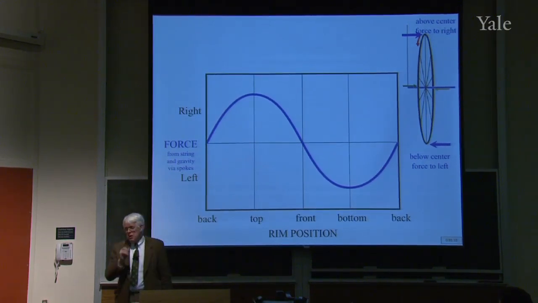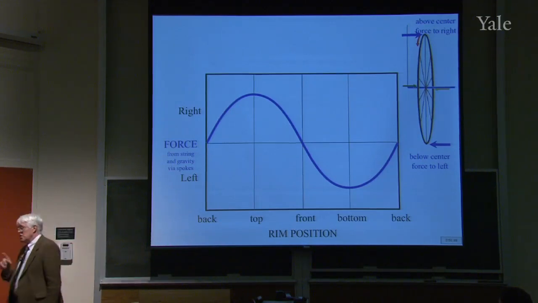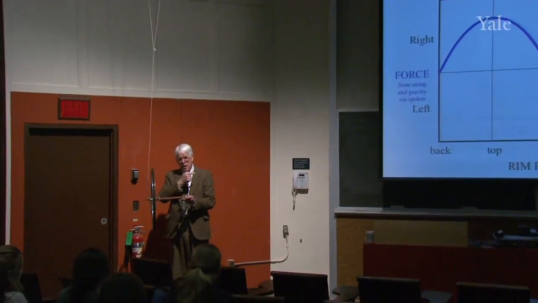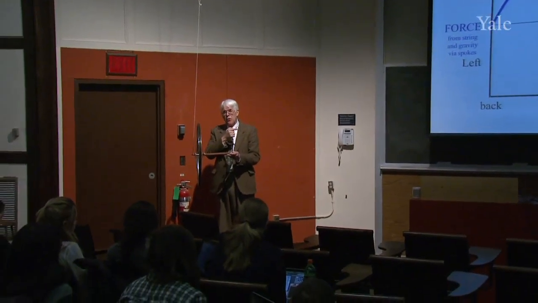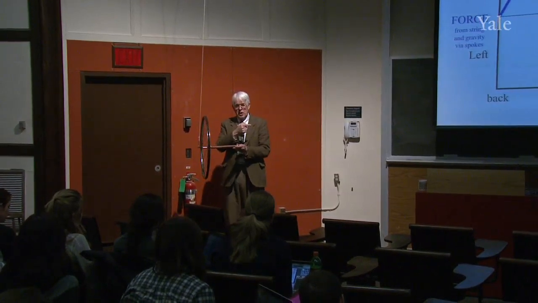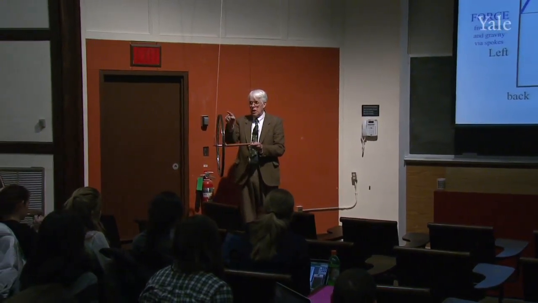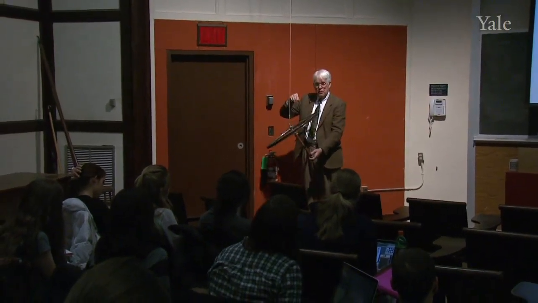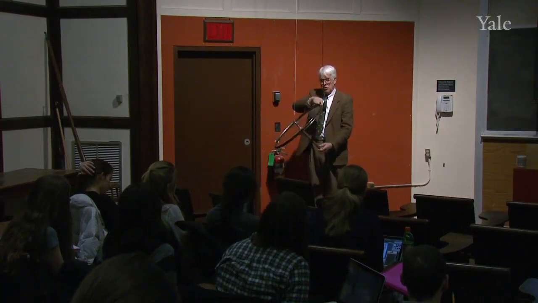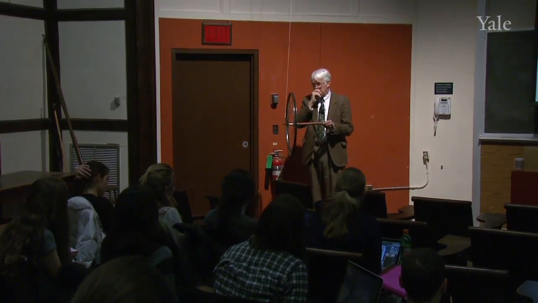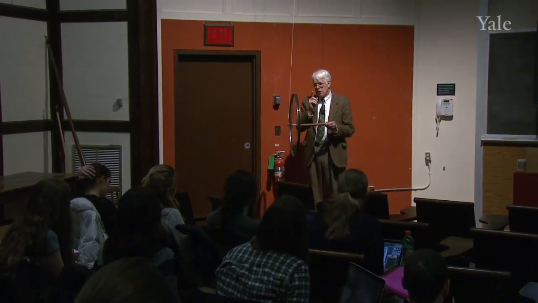Now, I'm going to ask you a different question. Where is the force to the right largest? At what position on the rim? At the top, right? So it'll move the furthest. It goes the fastest when I let go. It goes much slower here. Okay, that's fine. Now I'm asking a different question.